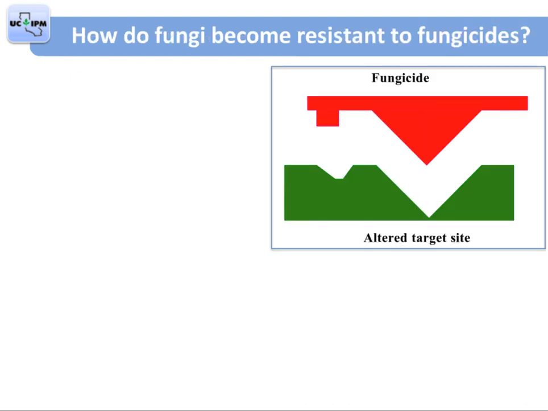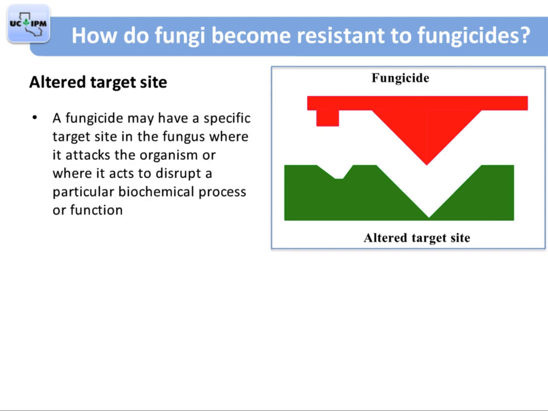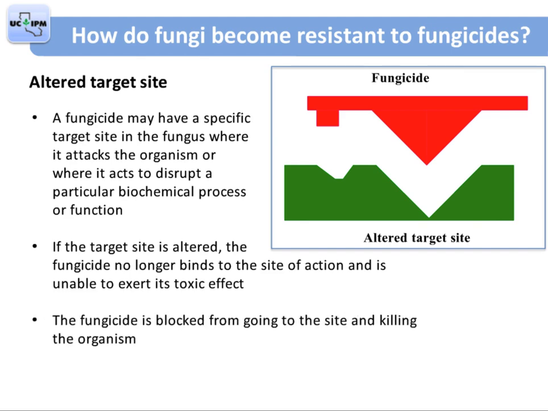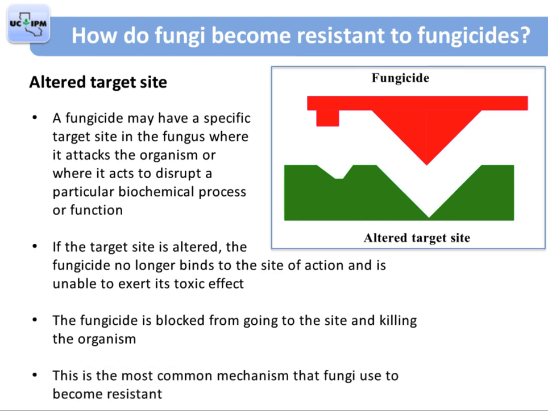There are several ways that populations of fungi can become resistant to fungicides. One of these is the altered target site. So think of a fungicide that has a specific site in the fungus where it attacks to kill the organism, or where it acts to disrupt a particular biochemical process or function that will result in death. If this target site is altered, the fungicide can no longer fit in the groove. It's kind of like putting a square block into a round hole. If the fungus has the ability to alter the site where the fungicide normally attacks, then the fungicide is blocked from going into that site and killing the organism. This is the most common mechanism that fungi use to become resistant.